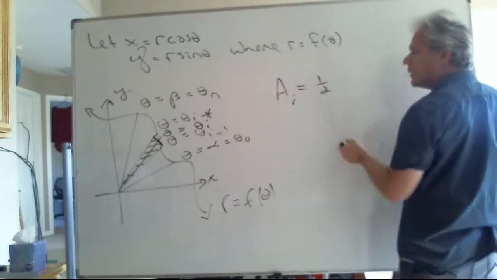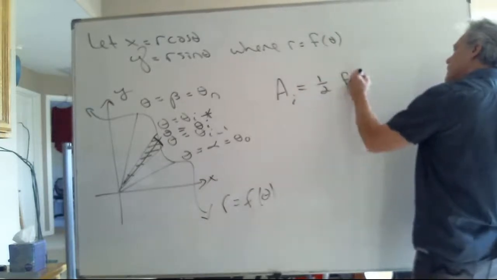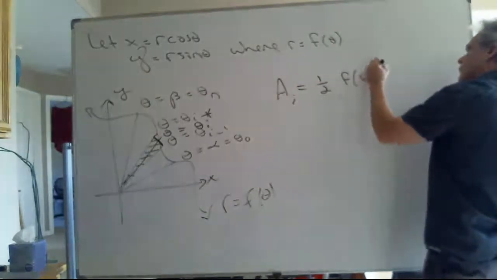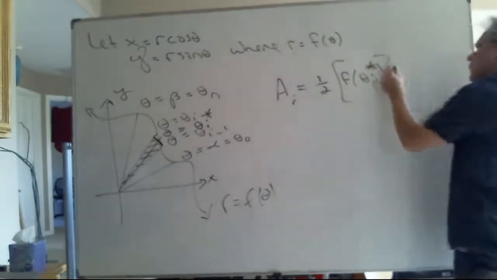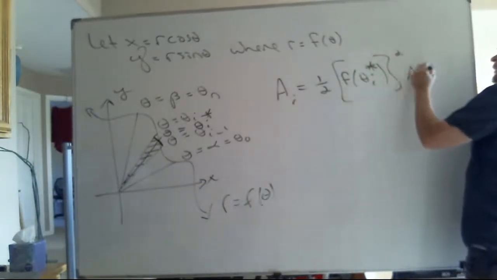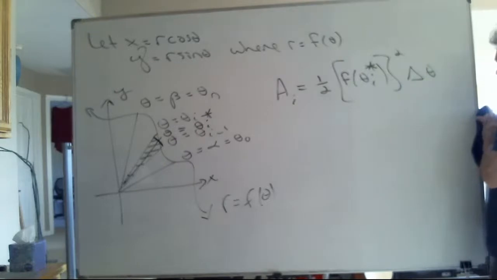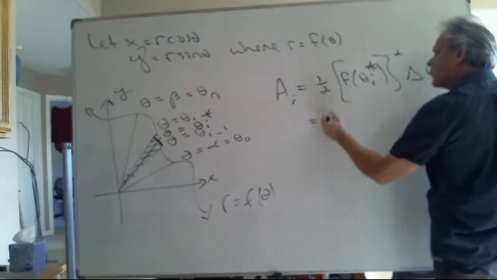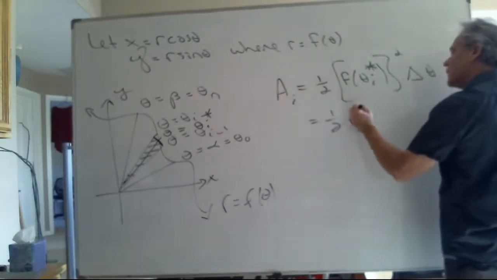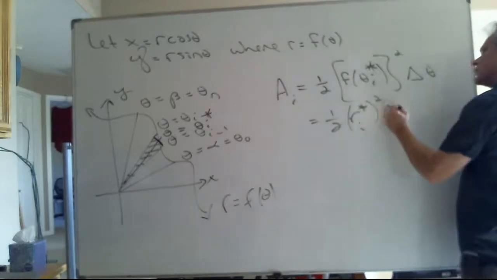But because it's a circular sector, its area is computed quite easily by just taking 1/2 times the radius, which is nothing more than f of theta sub i asterisk, squared, times the angle I make spanning out that ith piece. Or, more concisely, 1/2 times r sub i asterisk squared times a change in theta.